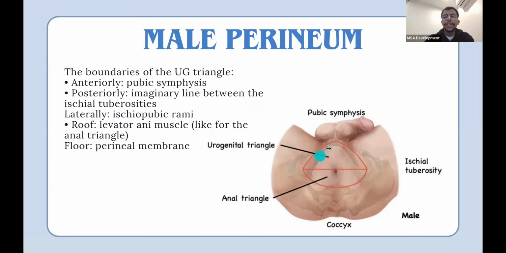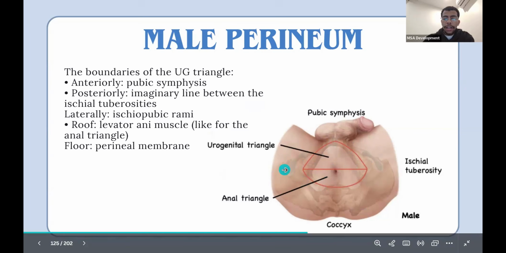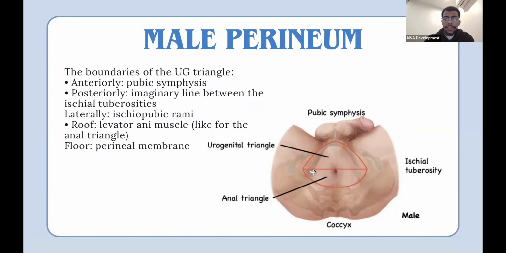Here at the top we have the urogenital triangle, and then at the bottom we have the anal triangle. Now, what divides them into two triangles is this imaginary line here in the middle. It's between the two ischial tuberosities. And then anteriorly, the border for the urogenital triangle is the pubic symphysis. Now, why is it anteriorly? Because in this picture the patient is lying on his back in a lithotomy position. However, naturally, he's going to be standing up. So anteriorly, it's the pubic symphysis.